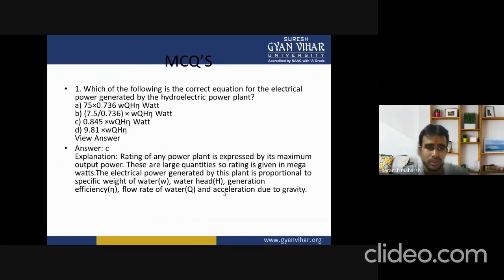The correct answer is option C, 0.845, because the rating of any power plant is expressed by its maximum output power. These are large quantities, so rating is given in megawatts. The electrical power generated by this plant is proportional to the specific weight of the water, denoted by small w, water head, denoted by capital H, generation efficiency, denoted by eta, flow rate of water, represented by capital Q, and the acceleration due to gravity.